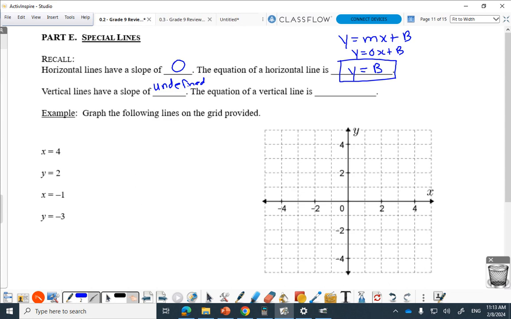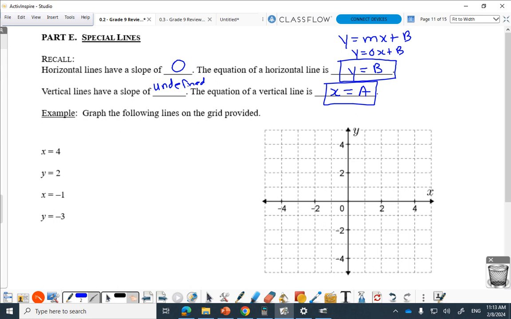Not allowed. So we call it undefined. Vertical lines have undefined slope. We don't have to get that crazy about it. We just have to go, oh, can't talk about the slope. I can graph them, but the equation will look like this: x equals a. Don't let that freak you out. I mean, x equals something.